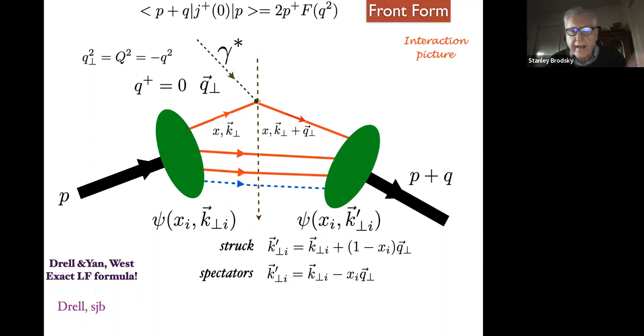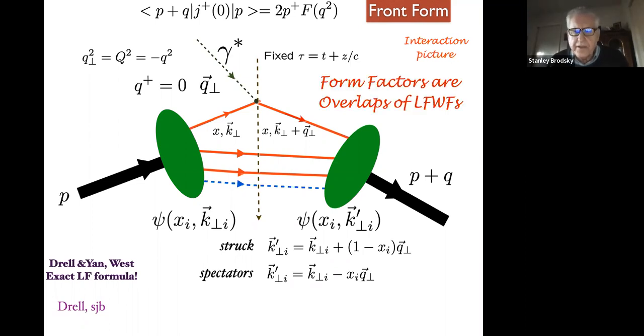You can derive the Dirac and Pauli form factors, also gravitational form factors, rigorously from this formalism. Everything, again, at fixed light front time. So form factors are just simple overlaps of light front wave functions where just the k perp changes, but not the x.